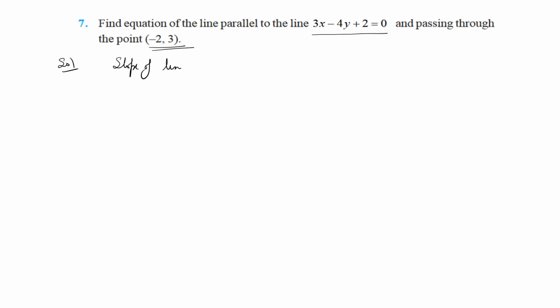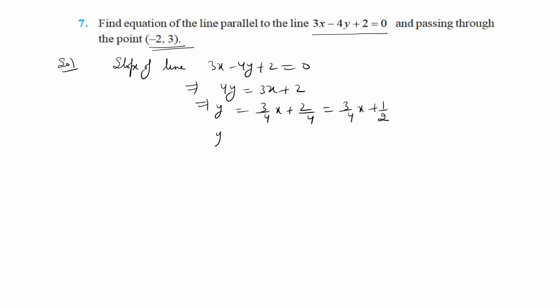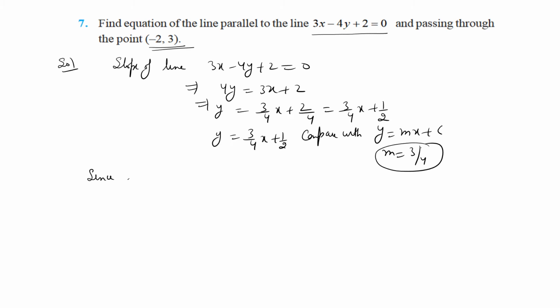The slope of the line 3x minus 4y plus 2 equal to 0 can be easily found by expressing it in the form of y is equal to mx plus c. So if I take 4y to the other side, it will be 3x plus 2, and this will be y is equal to 3 by 4 x plus 2 by 4, that is plus half, right? So I will compare with y is equal to mx plus c. So my slope here is 3 by 4. Right? Now since the required line is parallel to this line 1, the slope of the required line is also 3 by 4.